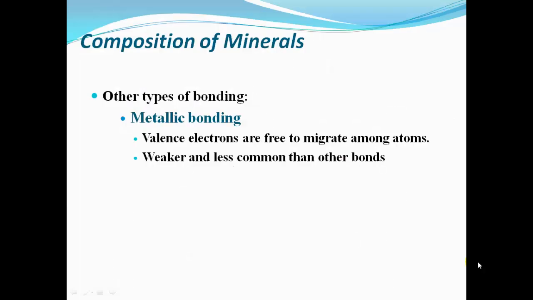Other types of bonding. Metallic bonding: the valence electrons are free to migrate amongst the atoms. It's weaker and less common than other bonds. It's metallic because as long as the electrons are free to migrate, that element is able to be bent. Like taking a piece of copper, you can hammer it out into a sheet, you can pull it into a wire. It's metallic bonding.